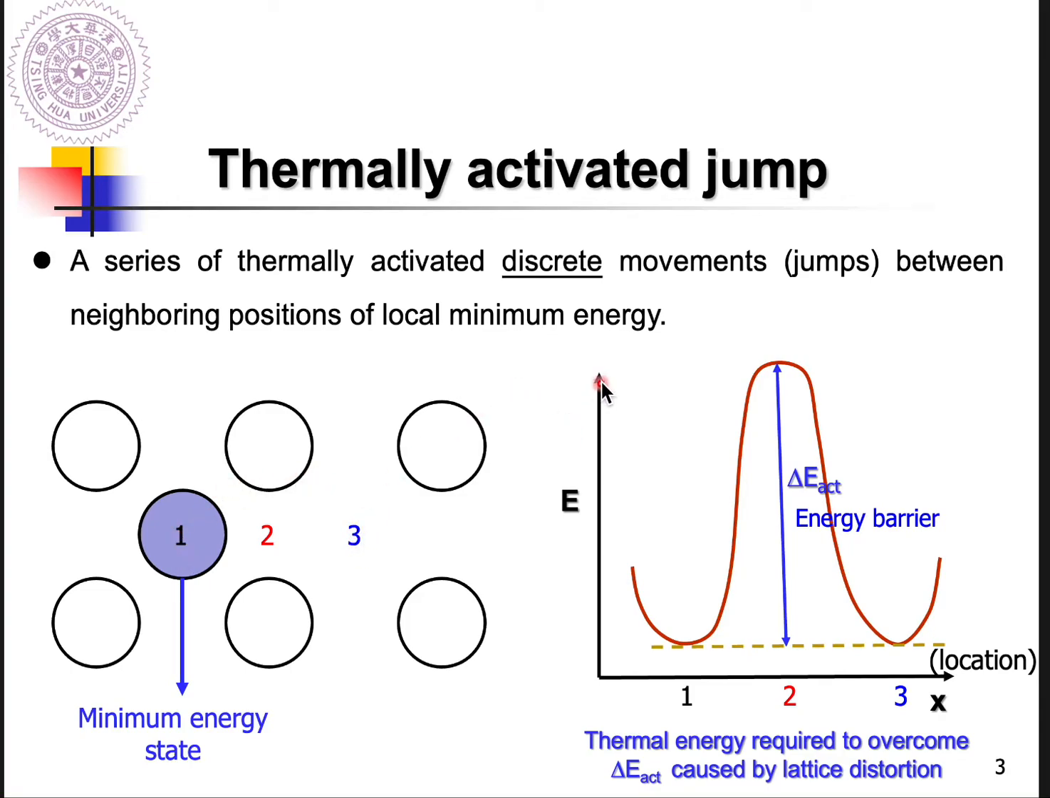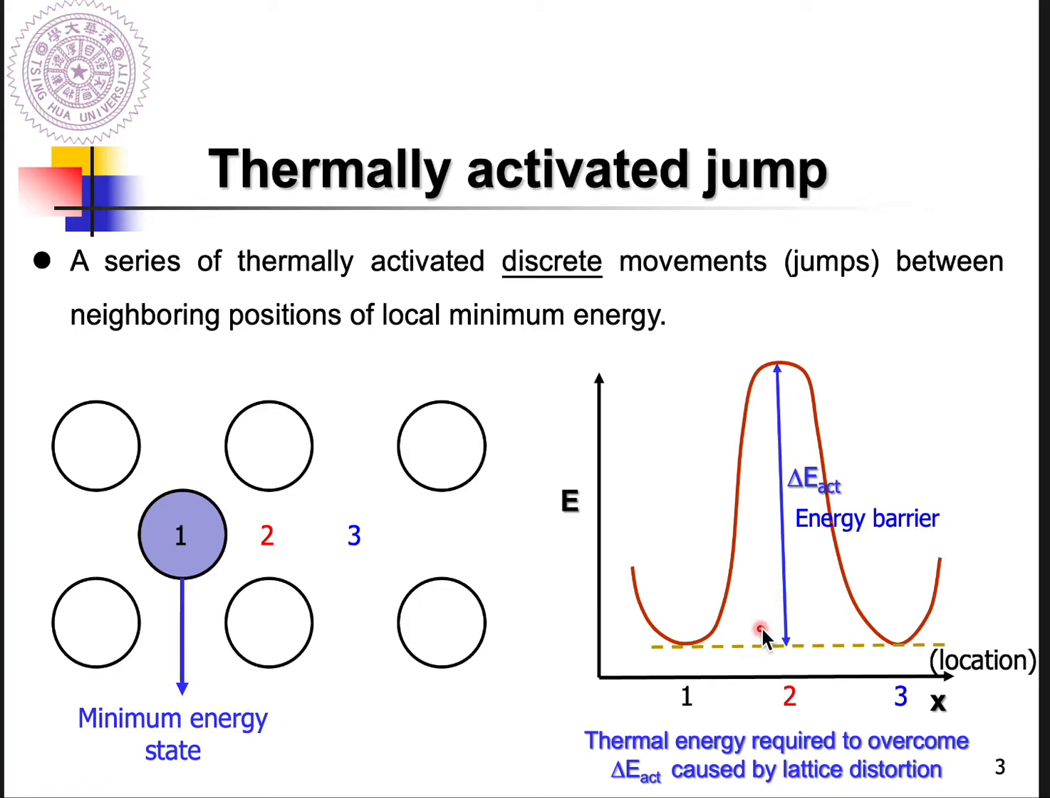So we draw the potential energy as a function of location, and you find that location 1 has a local minima energy, and location 3 also has a local minima energy. But if this atom needs to make a successful jump from 1 to 3, you can find that at location 2, its energy has a higher energy barrier, which we call delta E, the activation energy. Some people call it activation energy or energy barrier.